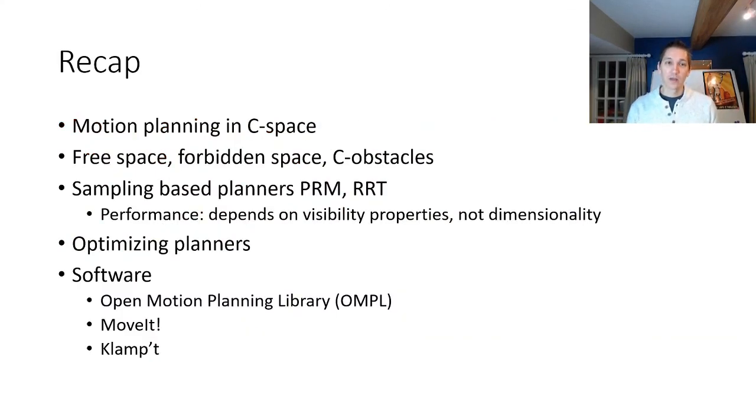Just as a recap, we talked about motion planning and configuration space while doing collision checking in the workspace. We talked about the notions of free space, forbidden space, and C obstacles. We talked about the PRM and RRT sampling-based planners and discussed their visibility properties and how the performance depends on that. We also talked about a few optimizing planner techniques, and most of the techniques that we've talked about today are available in several software packages, including the Open Motion Planning Library, OMPL, also MoveIt, which is distributed with ROS, as well as Klampt.